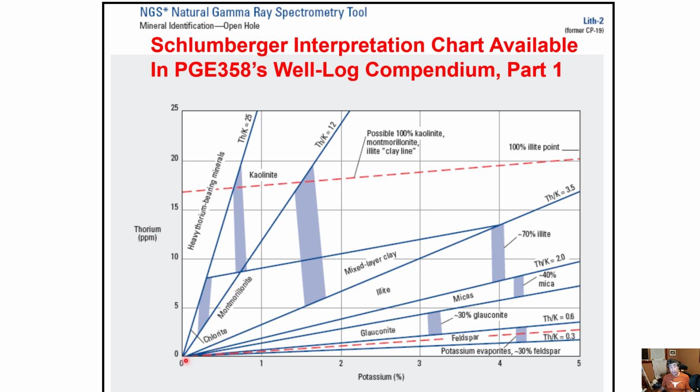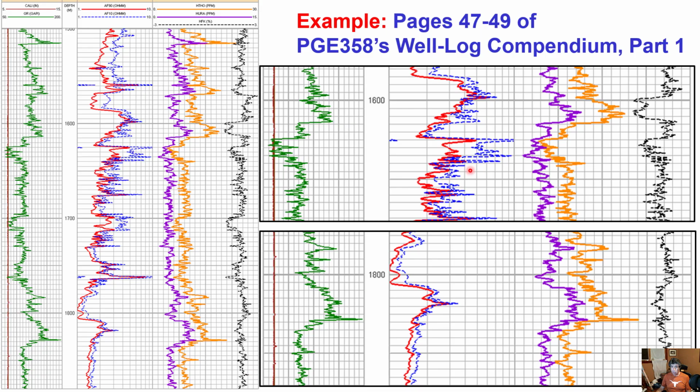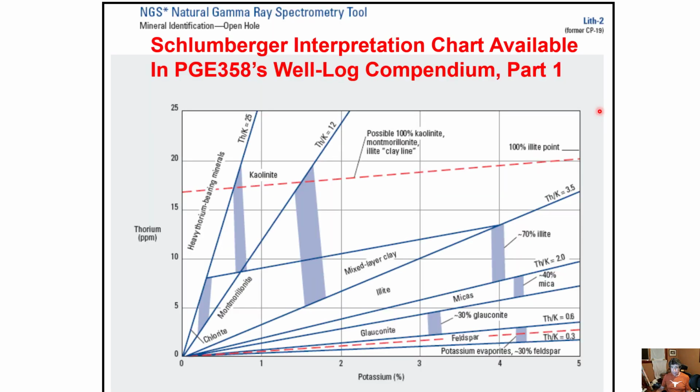On the x-axis, we plot the potassium spectral gamma ray log from 0 to 5%. On the y-axis, we plot the thorium log in parts per million, going from 0 to 25. Now, what does it mean? What it means is this. You take your logs at any one depth. Boom, this depth, 1600. So you read the potassium and the thorium log. You take those numbers and then you plot them in this scale. And two things are going to happen.